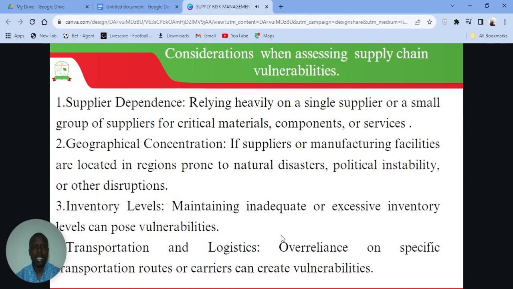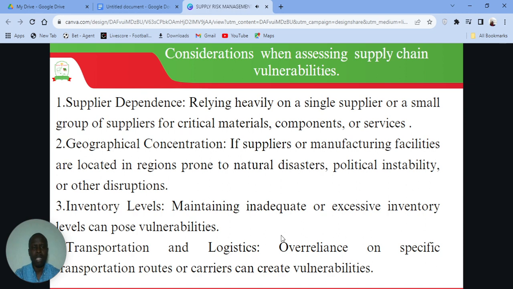Now, when we assess the supply chain vulnerabilities, we have various considerations that we put in place. The first one is supplier dependence. This is when organizations are fully relying on a single supplier. And there is the challenge and difficulties of doing that. Most likely, if anything happens and this supplier is not able to deliver the goods, then it means activities are going to stop, and so on and so forth.